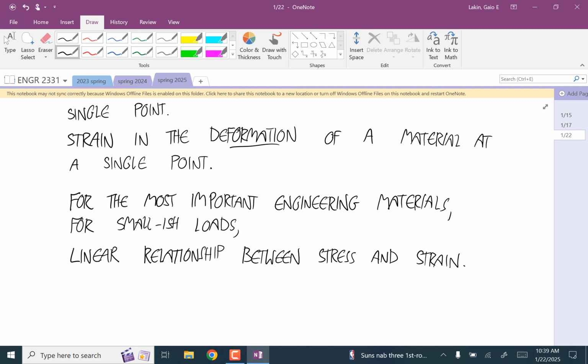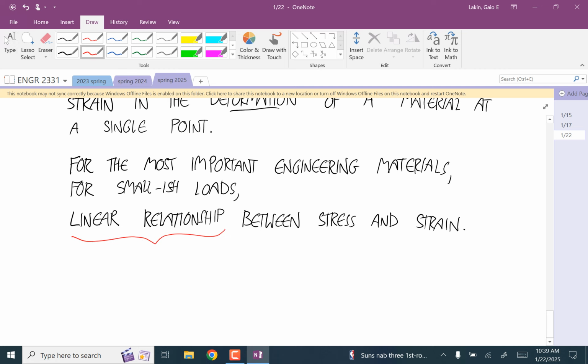Any other questions about that? So what does it mean that there's a linear relationship between stress and strain? It means that there is a matrix. When you're talking about 3 dimensions, it means there's a matrix relationship with constant element values.